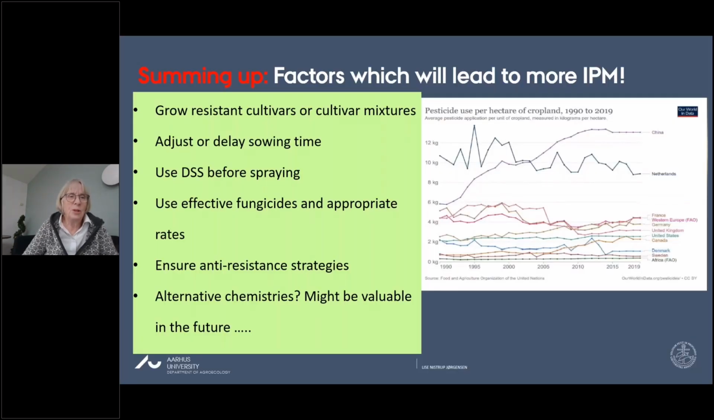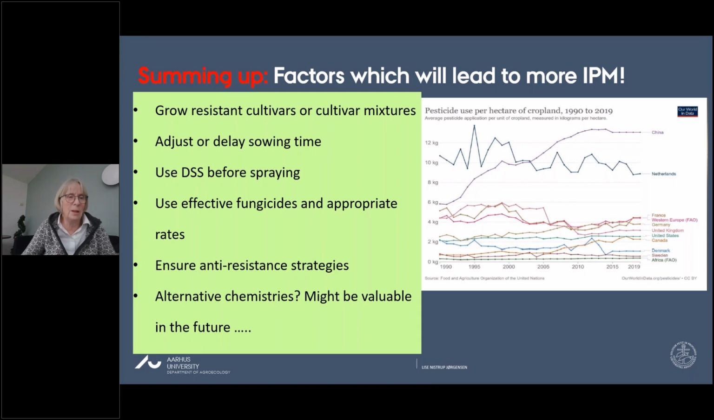So, just a short summing up. Factors which will lead to more IPM are very obvious, and it's not new rocket science. Grow resistant cultivars, and from our perspective, cultivar mixture seems also to be a good option. It's important that farmers learn to delay sowing and adjust the sowing time to keep down the disease pressure. We should focus more on the use of decision support systems, and only apply effective fungicides at appropriate rates.